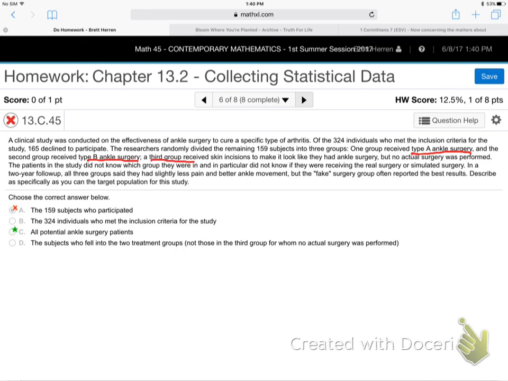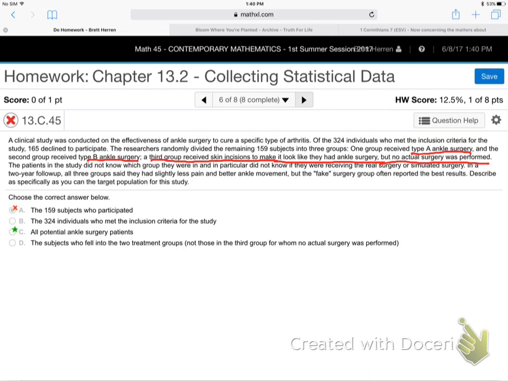The third group, look at this. The third group received a skin incision. They cut them open to make it look like they had had ankle surgery, but no actual surgery was performed. And you don't know which group you're going to be in. What do you think about that? Let's cut you open for nothing, just for their data. The patients in the study did not know which group they were in, or whether they received a real surgery or a simulated surgery.